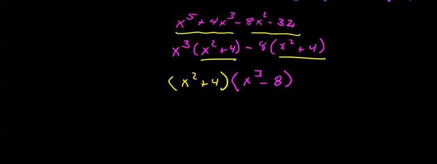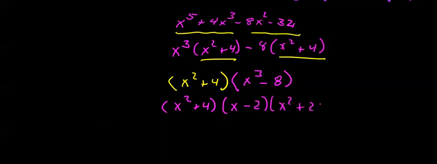And then we look, can we factor? Well, x squared plus 4, sum of squares, you can't factor that, not in the real numbers. And x cubed minus 8, just like the previous example, difference of perfect cubes, x minus 2, x squared plus 2x plus 4. And we're done. That's it.